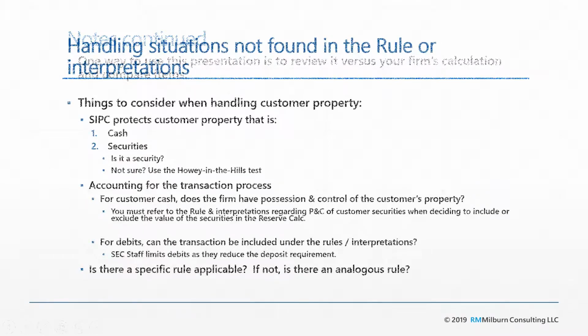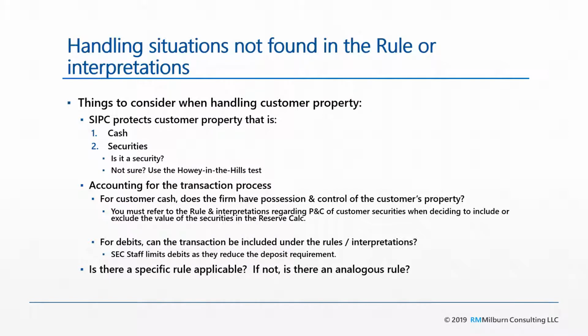There are a few things to consider when handling customer property, and that's that the SEC wants to protect customers' cash and securities. For cash, it should be relatively simple to determine if you have the customer's cash, be it a check, a wire, or some other type of debit in the firm's bank account. For securities, it's slightly different. If you're not sure it's a security, an example being an insurance product, then I would recommend you apply the Howey and the Hills test. It's a four-pronged test that helps you determine whether the product meets the definition of a security.